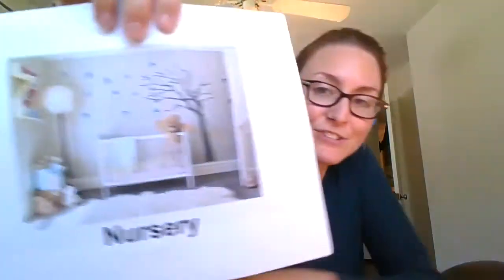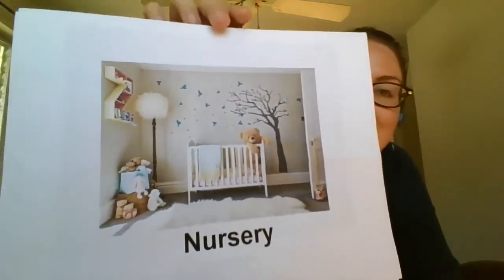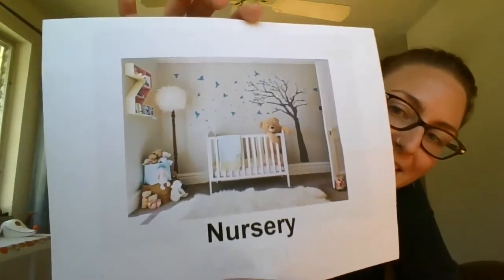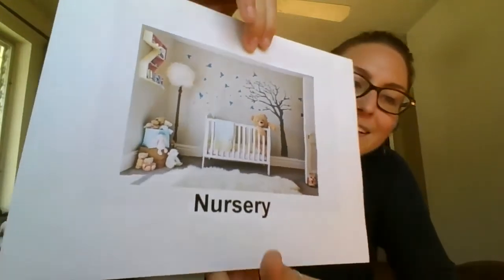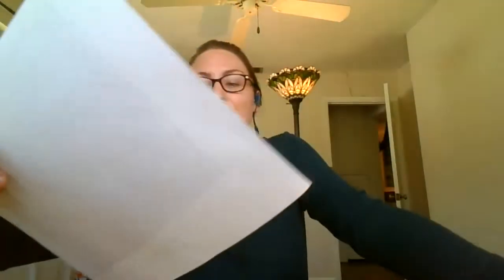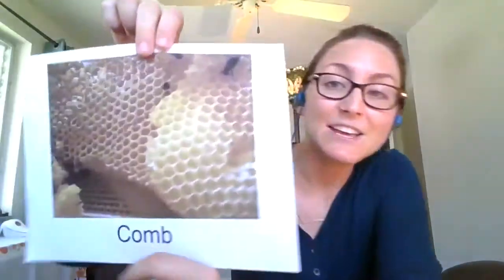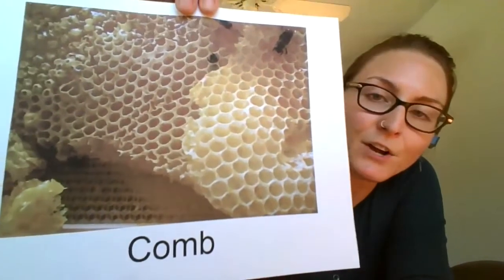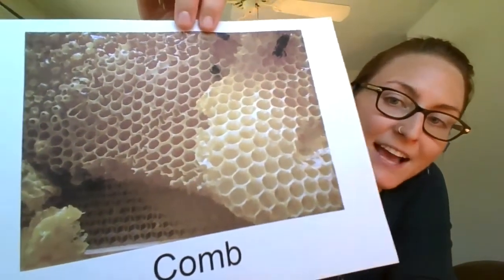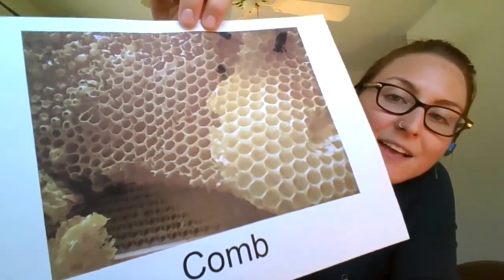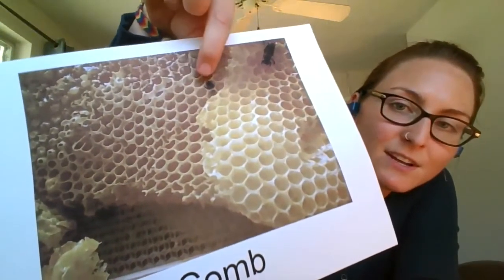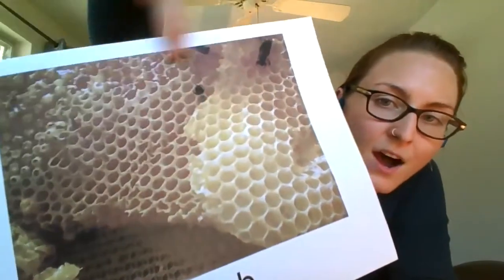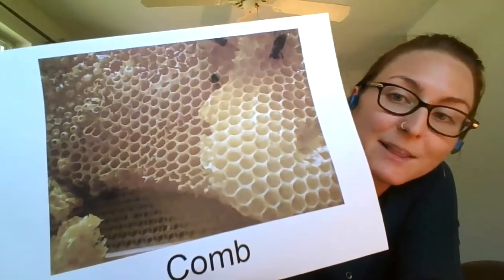Our third vocabulary word is nursery. A nursery is a room where babies are kept and cared for. And our last vocabulary word is comb. A comb is a group of hexagonal wax cells built inside of a hive. So if these cells are like rooms, then the honeycomb is like the building.